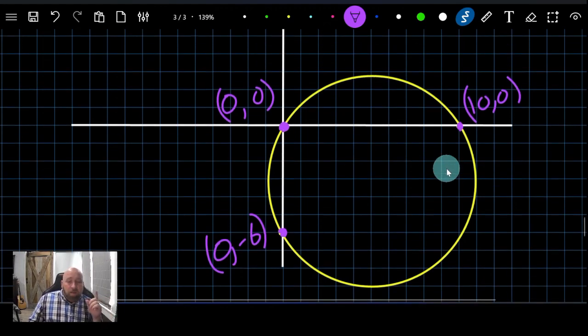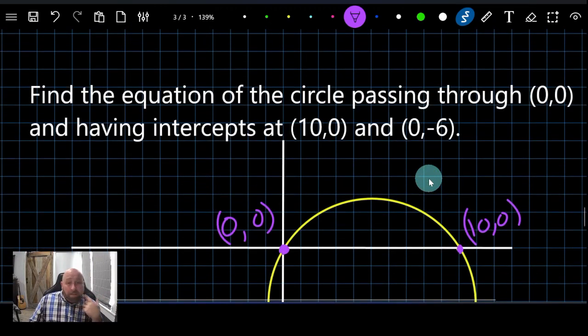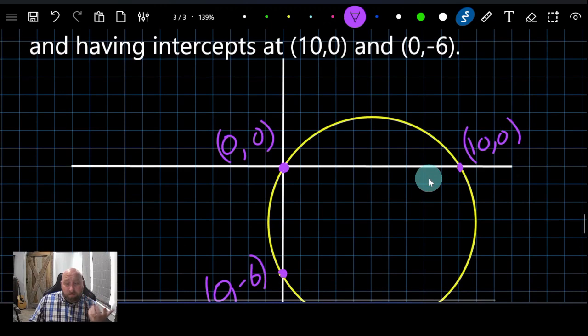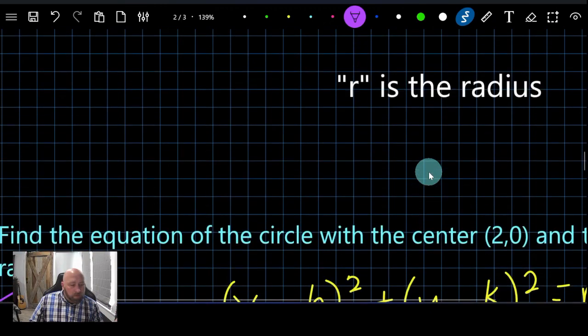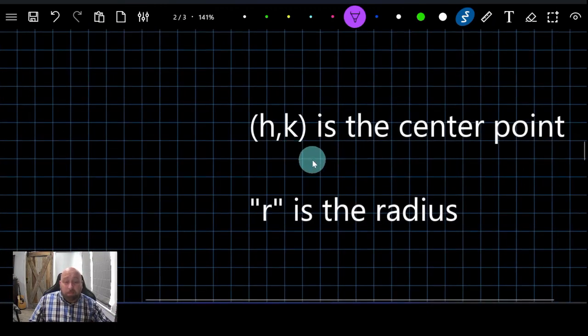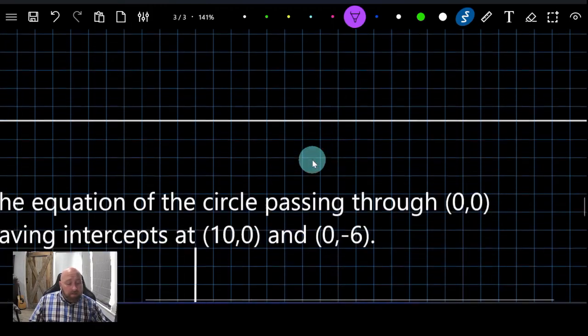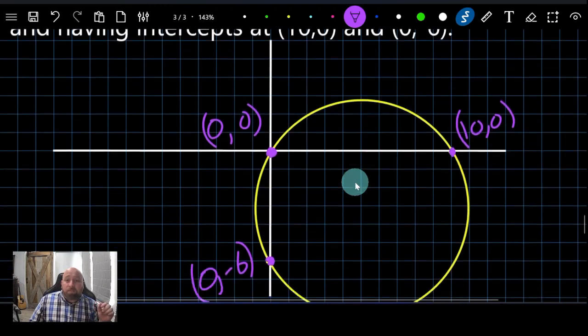Notice it does not give us a center point. So what we need to do is figure out the center point. We can't figure out our formula without our center point. Why do we need the center point? Going back up here, what was our center point? Our center point is the h and the k. So we need our h and our k to get our formula. So we're going to go ahead and find the center point.